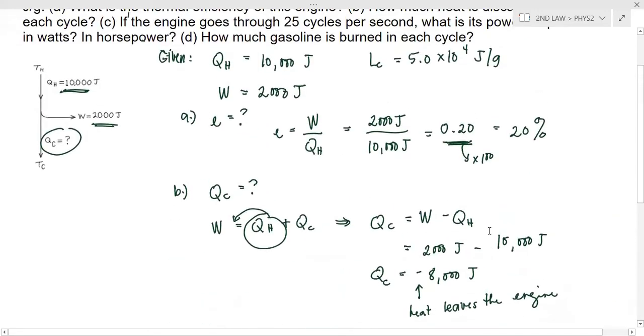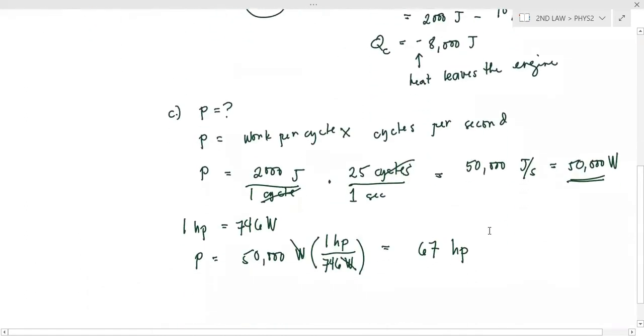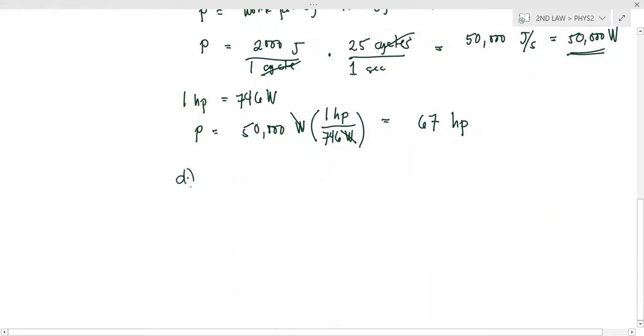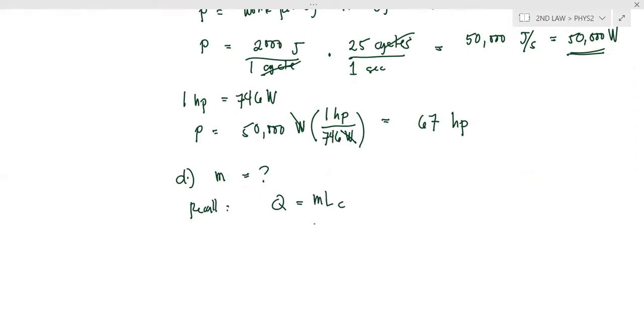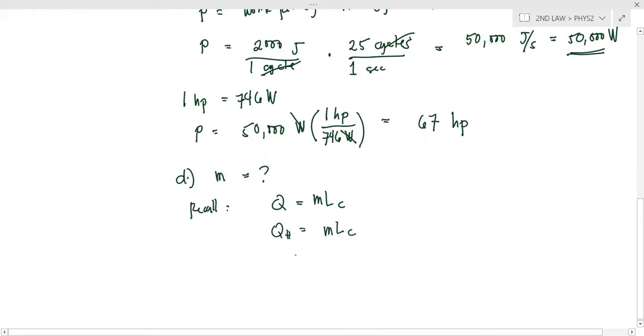Now for letter D, we are looking for the amount of gasoline that was burned in each cycle. The amount is actually our mass. Recall that in our previous discussion, our Q is equal to MLC. In our previous examples, we used the latent heat of fusion, or L sub F, but in this case, we are using the heat of combustion. That is the reason why we have C. So in this case, QH is equal to MLC, or M is equal to QH over LC. So I will divide both sides by LC. You will obtain this one, so LC cancels out and only M is left on one side.